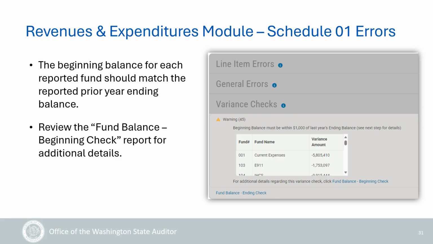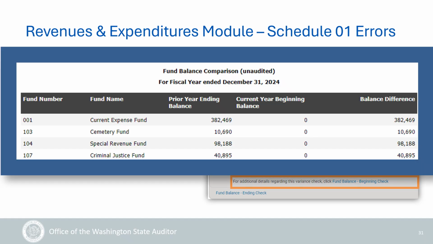To see the complete comparison report, click the Fund Balance Beginning Check link, which will open the report in a pop-up window. It will include all comparison data, even for funds that do not have a variance.